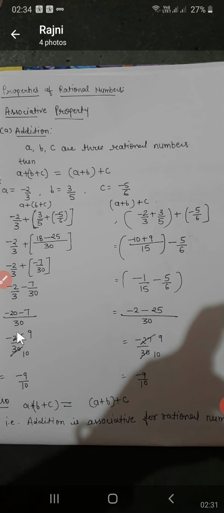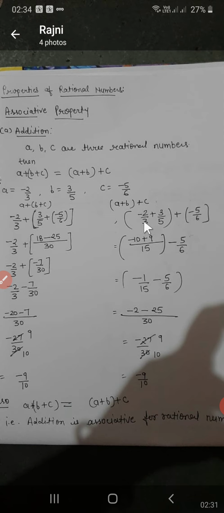Again you have to simplify this, table of 3. 3 tens are 30 and 3 nines are 27. So you got finally minus 9 by 10. Similarly at the right hand side, A + (B + C). What will be A plus B? A put value minus 2 by 3, plus B is equal to 3 by 5, then plus C is equal to minus 5 by 6.